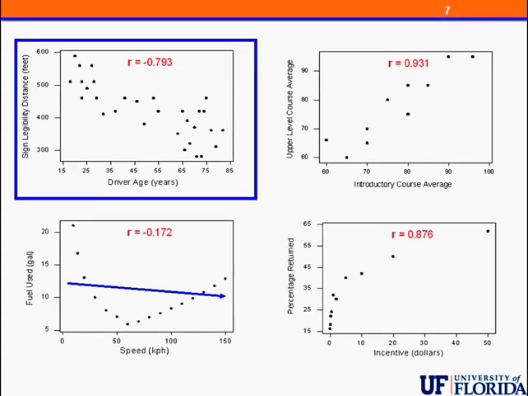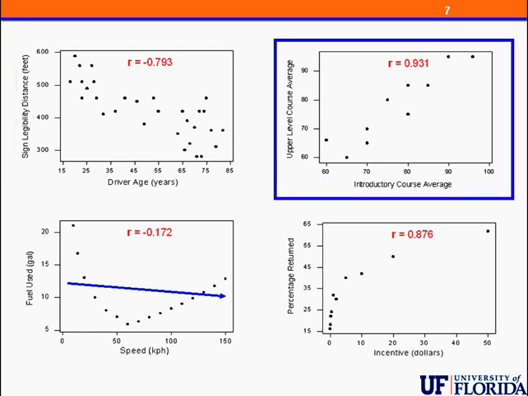First, we have the driver age versus sign legibility distance. This is a reasonably linear trend, and thus it makes sense for us to talk about the correlation. In this case, we have a relatively or somewhat strong decreasing relationship with a correlation of negative 0.793. Then we have another reasonably linear trend for the relationship between introductory course average and upper level course average. The correlation is 0.931, and clearly we have a strong linear increasing trend in the scatter plot.